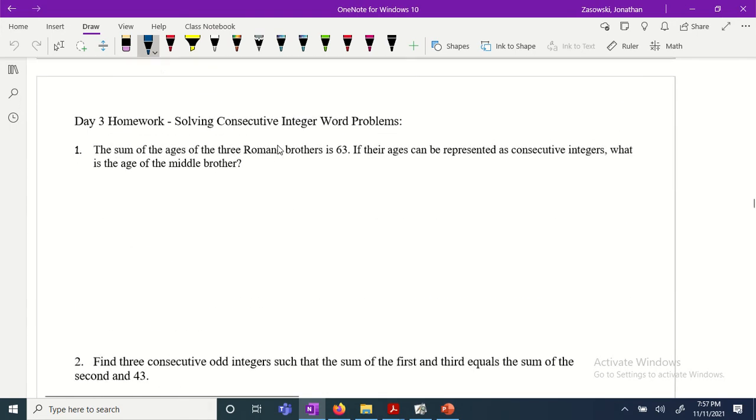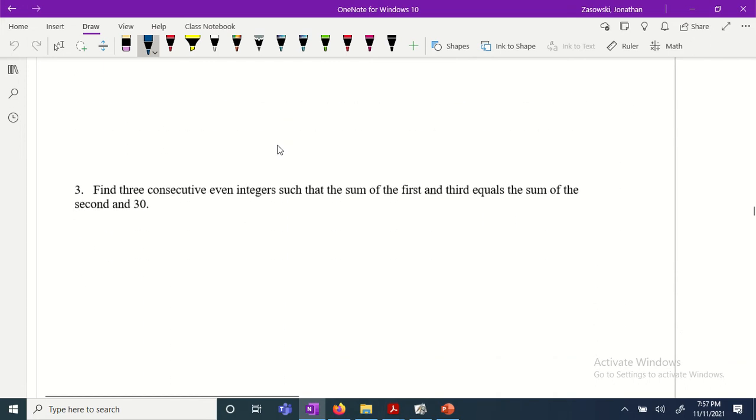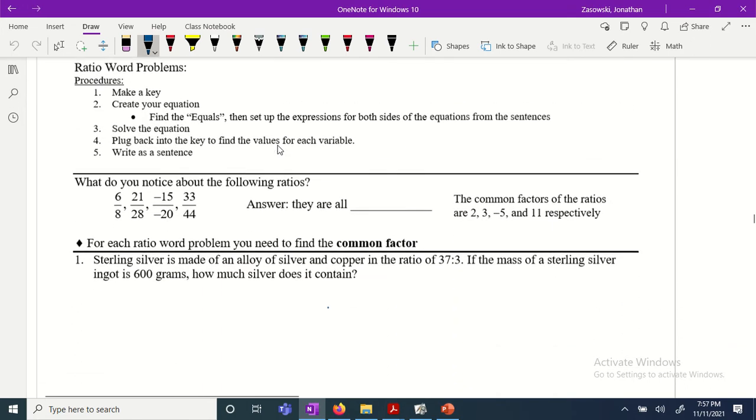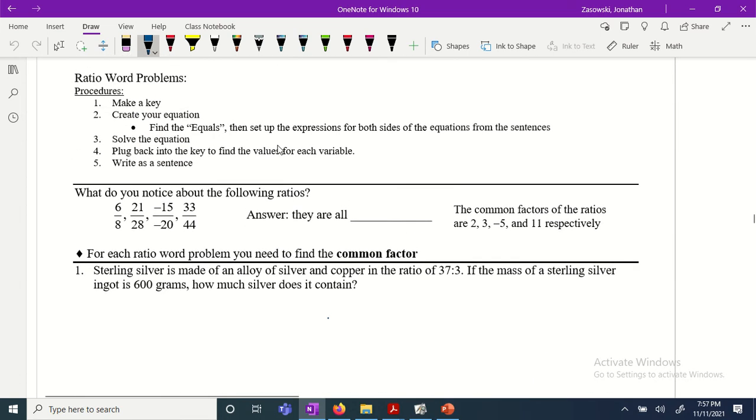So remember homework, day 3, you should already have done, but if not, make sure it's done for Monday. We'll be going over this Monday. Okay. But we are going to take a look today at ratio word problems.